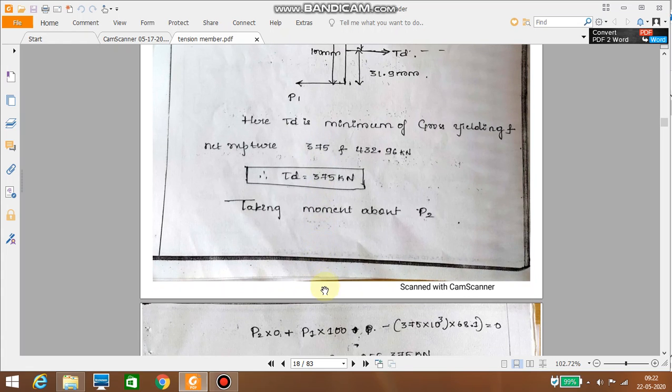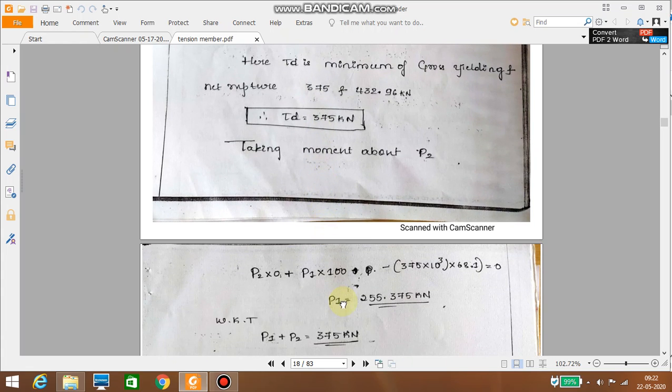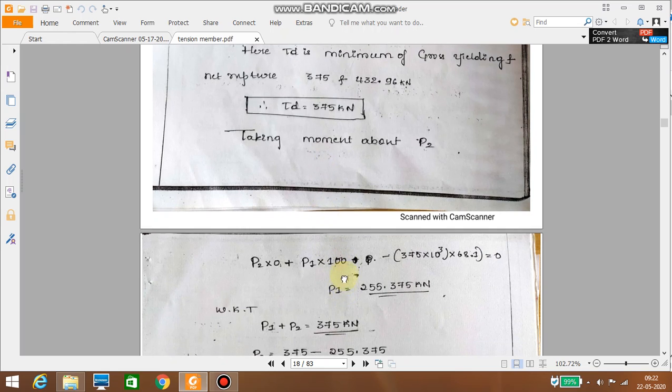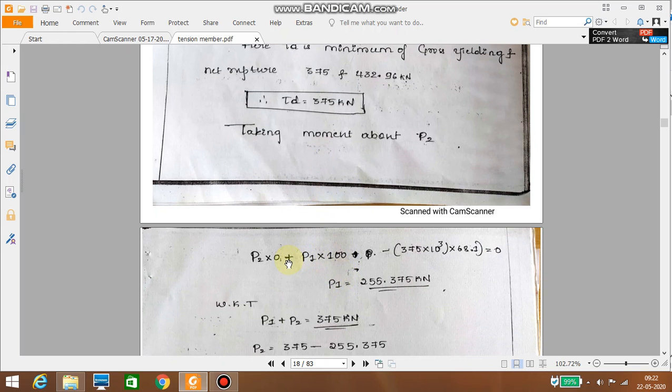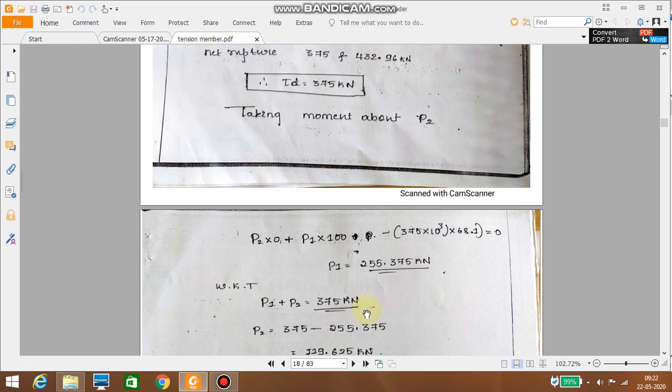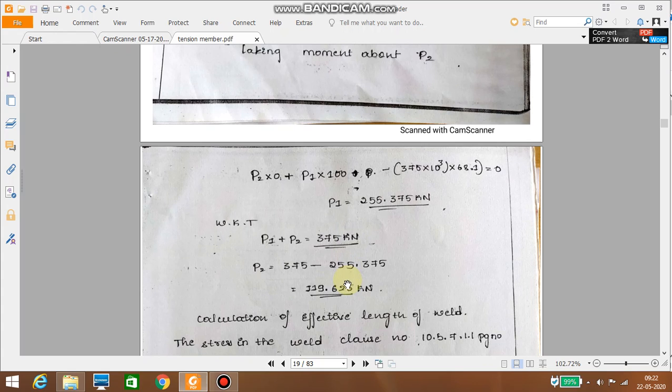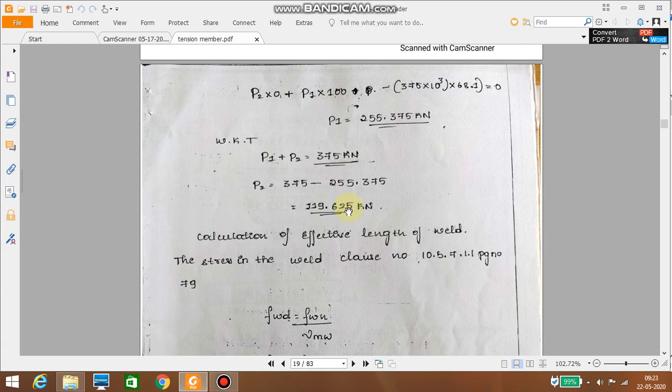Now let us take moment about P2. You can take moment about P1 also, no issue. P2 into lever arm distance is 0 plus P1 into 100, which is equal to 375 into 10 raised to 3 into 68.1, that is the lever arm. So we get P1 equal to 255.375. So P2 equal to 119.625 kilonewton. That is the difference between 375 and 255.375.